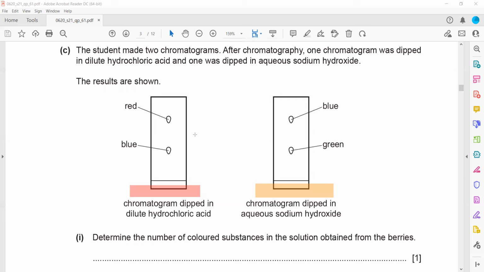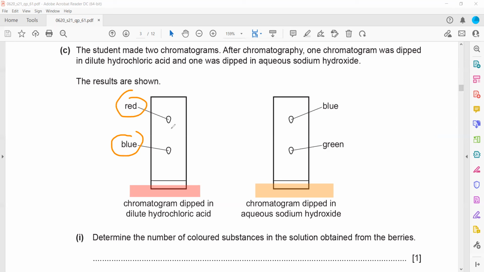Then determine the number of colored substances in a solution obtained from berries. How many colored substances are there? Two. So yeah, that's right, because the number of the spots show us the number of the colored substances, the number of the fractions present in the mixture. So because there are two spots, you don't bother about what are the colors.